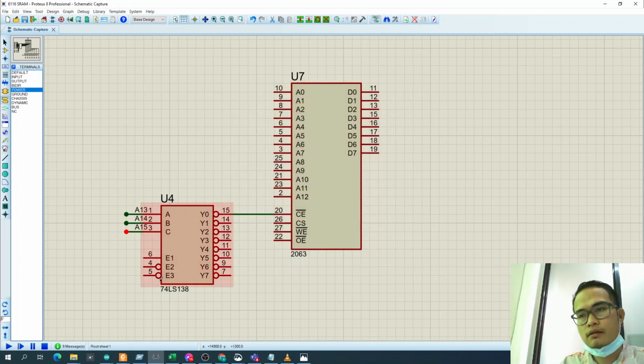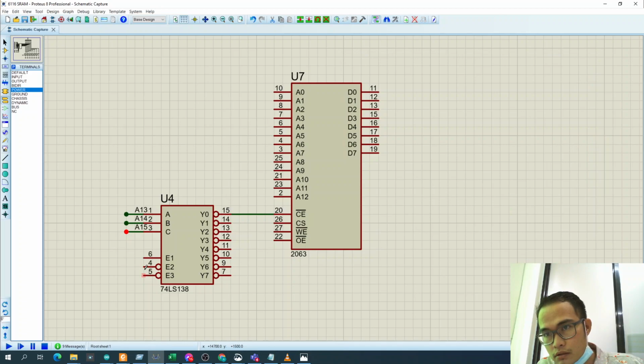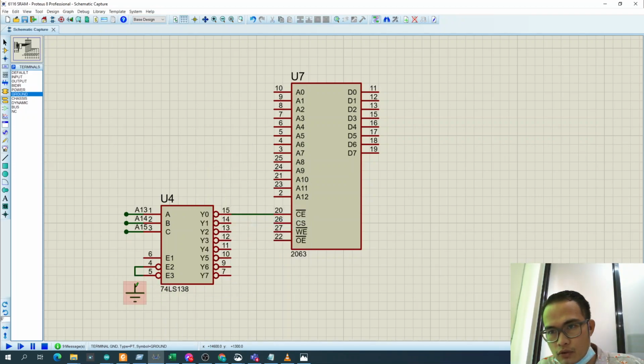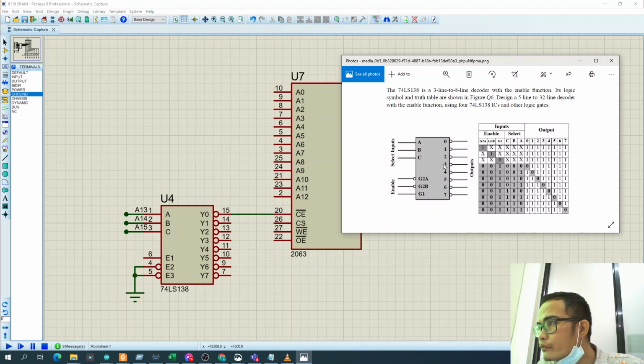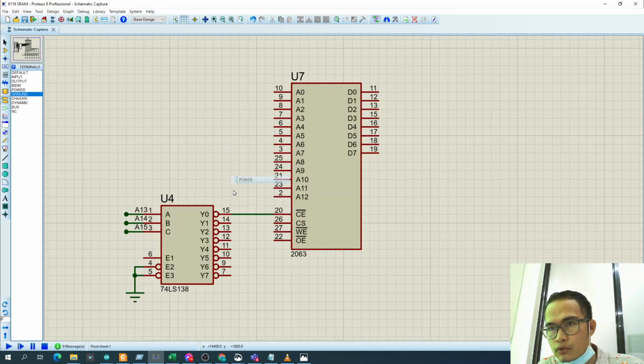Okay, and if you notice, the G2A and G2B, or E2 and E3, should be 0 for the Y0 to work. Okay, so this is connected to the ground, and the E1 or G1 is connected to VCC. Okay, so to activate the Y0 out. And okay, so now that's it.